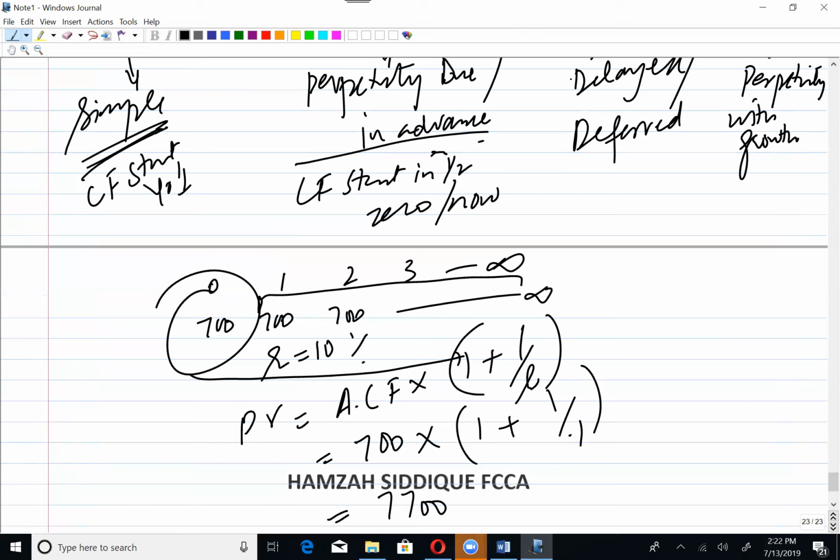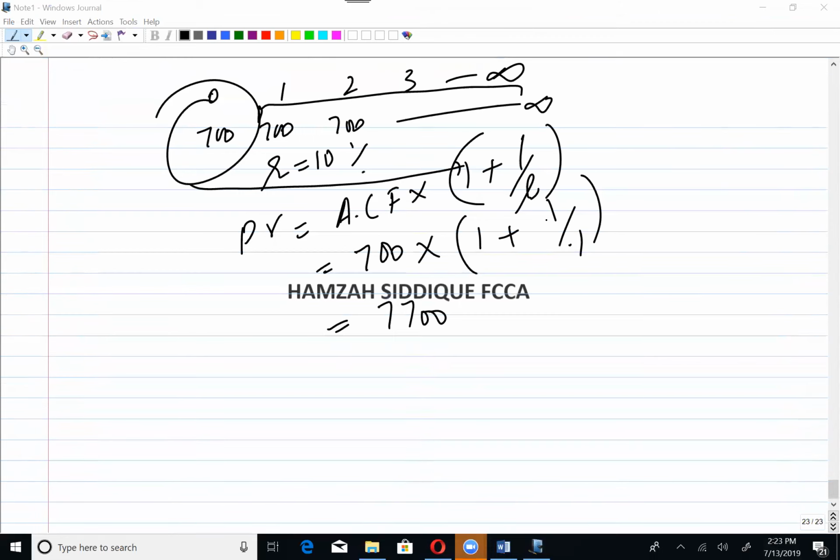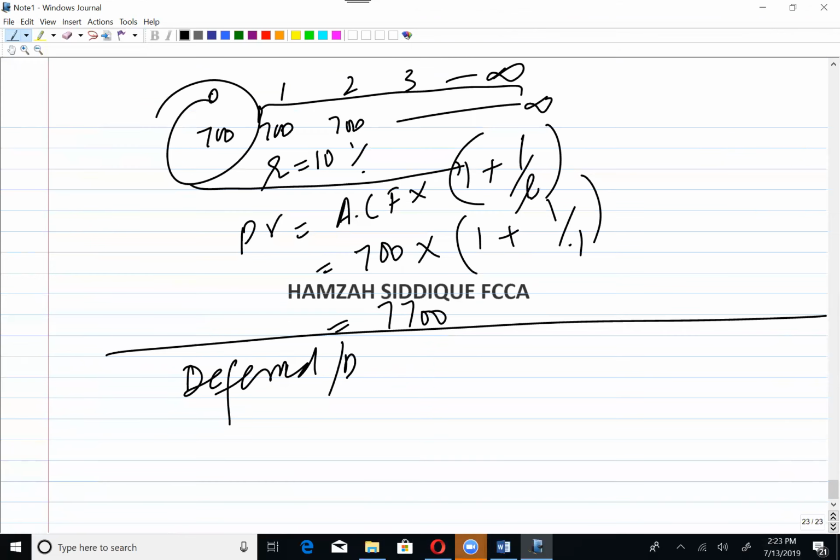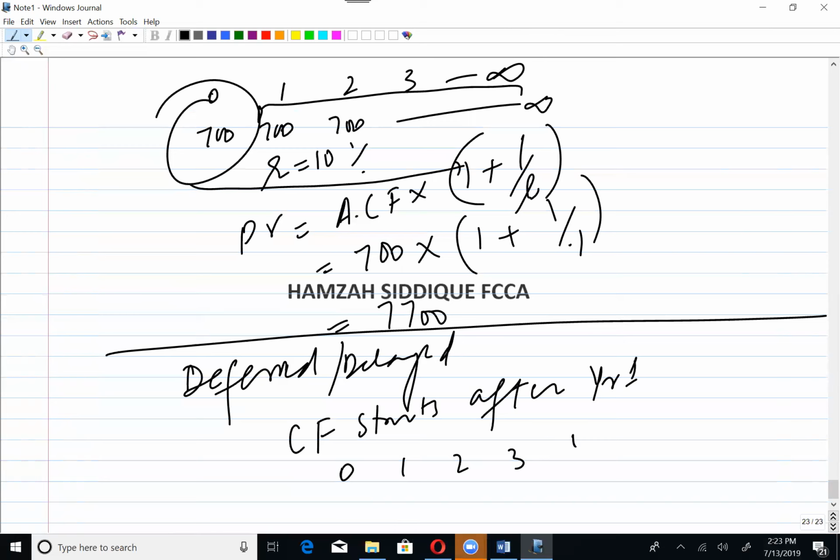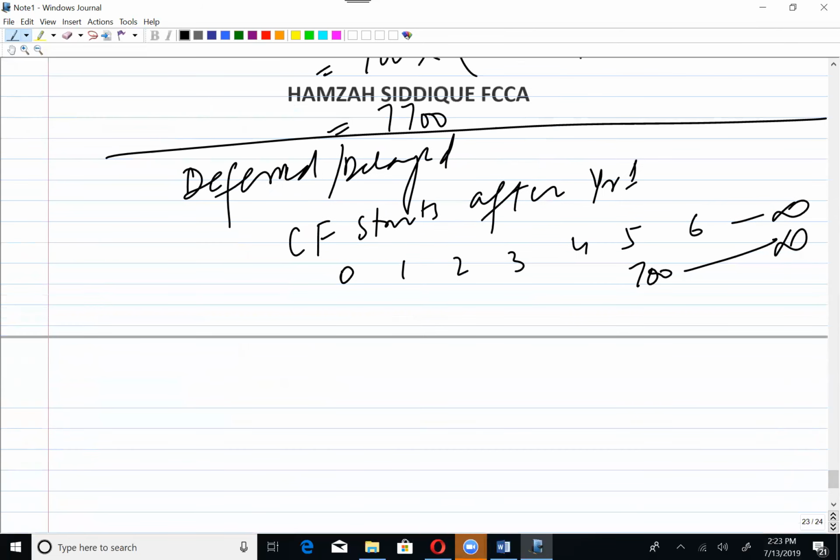Now, next. Good. So deferred or delayed perpetuity, where cash flow starts again after year one. Here 0, 1, 2, 3, 4, 5, 6. For example, it's just starting from here, year 5, and till infinity, R is 10%.